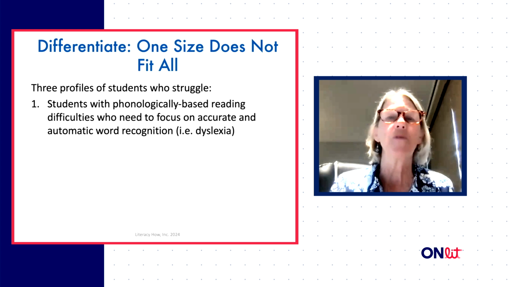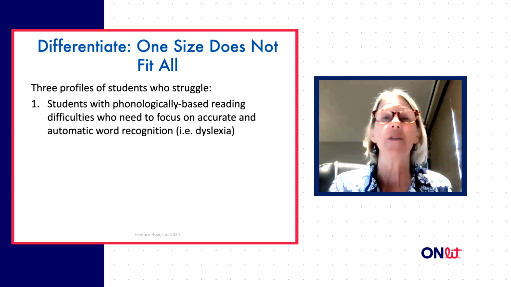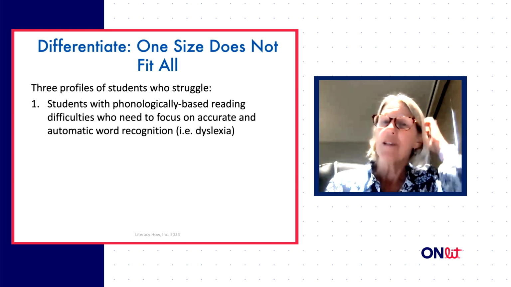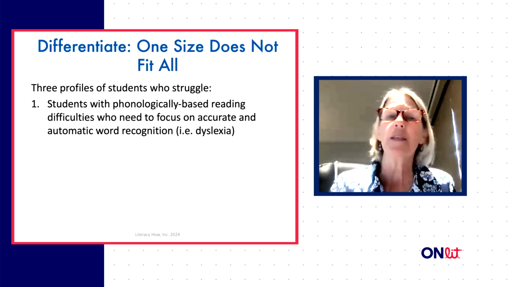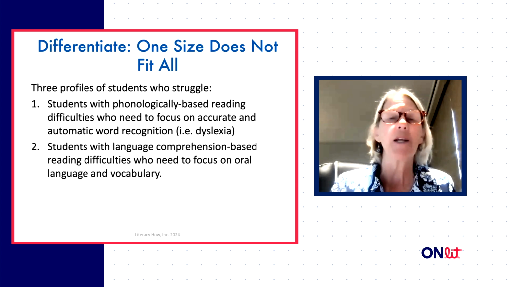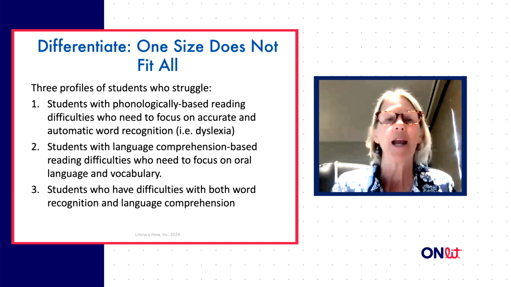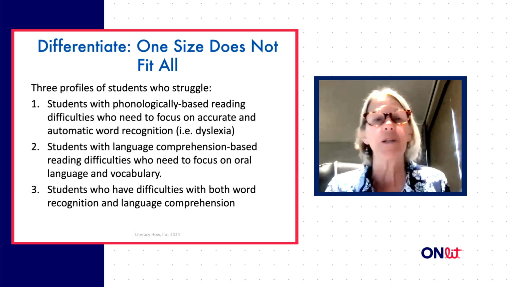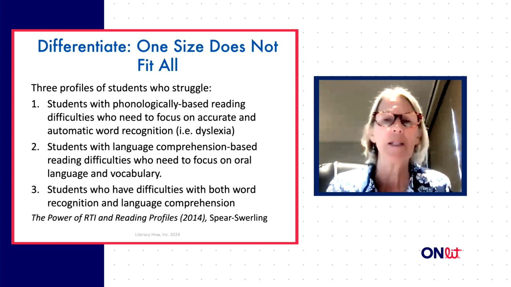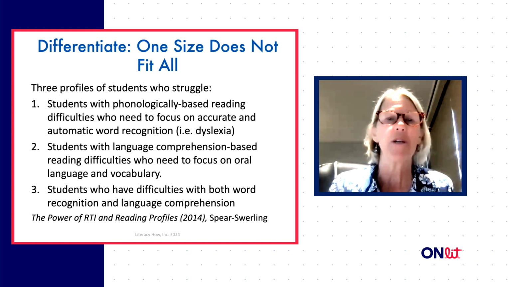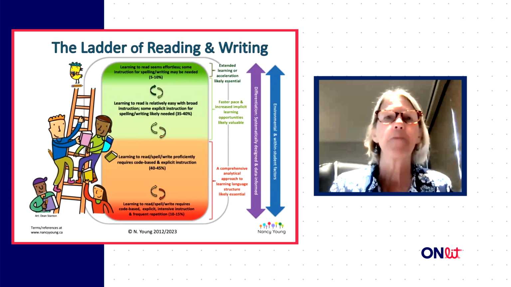So the students with phonologically based reading difficulties, i.e. those students that are identified with dyslexia, are going to work specifically on word recognition skills. Students with language comprehension reading difficulties are going to focus on oral language and vocabulary. And those students who have difficulties with both need all of it. This comes from Louise Spear-Swirling's The Power of RTI and Reading Profiles.